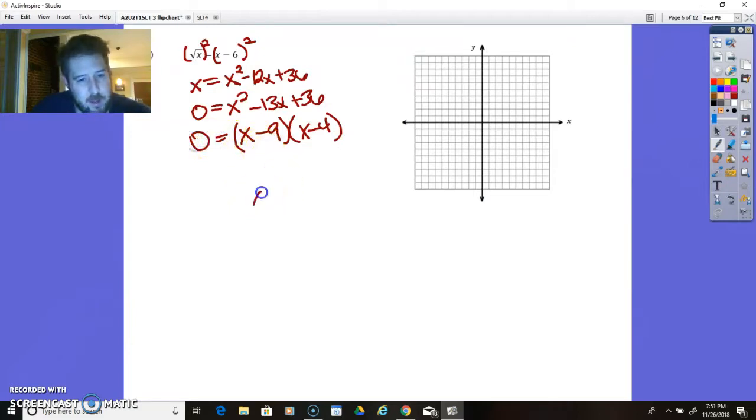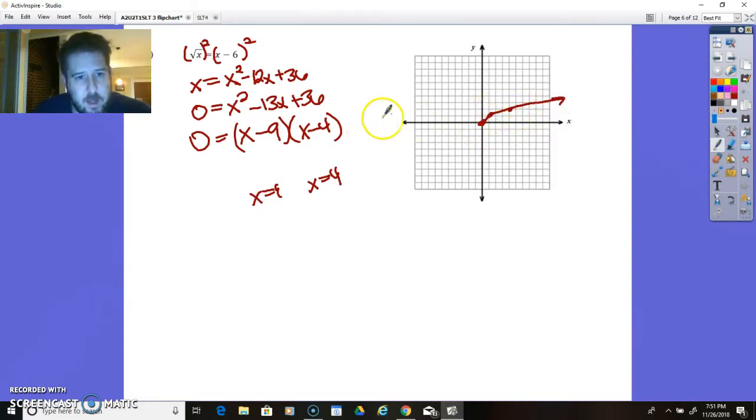And that means I'm going to get an answer of 9 and positive 4 when you set both of these equal to 0 and solve. Now, why is that? So here's square root of x. Square root of 0 is 0. Square root of 1 is 1. Square root of 4 is 2. So this graph looks like this.